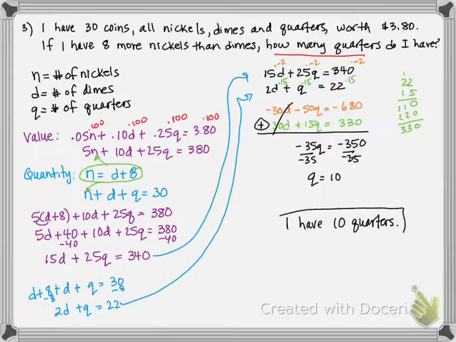Now this is the most efficient way to solve the problem. If I did it the other way and solved for D, I would have to substitute the D value into either original equation and solve. So there we are.